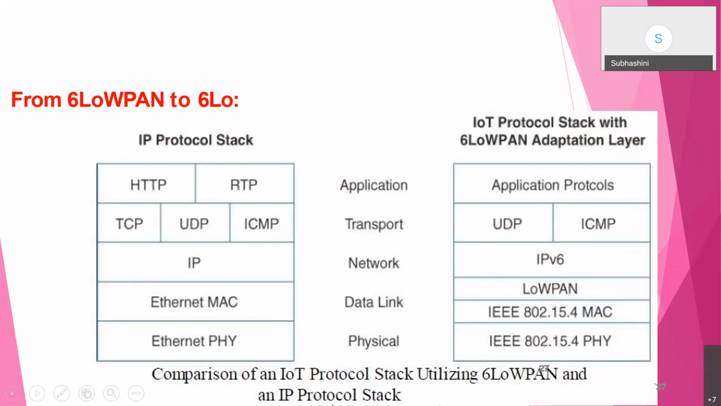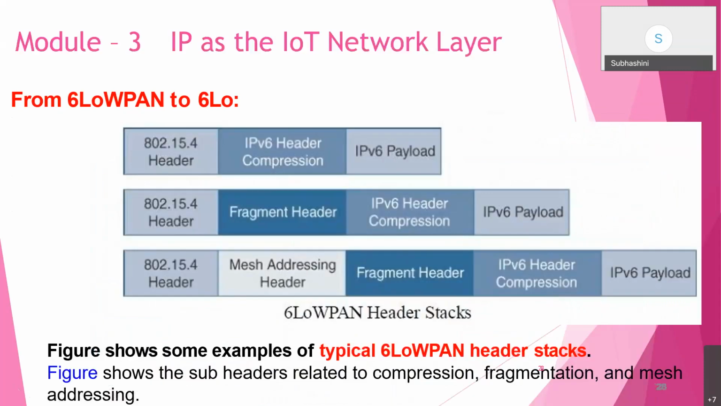Here you can find the changes in the IoT stack for 6LoWPAN. Please observe, this is the normal protocol stack for IP, and this is the varied protocol stack for 6LoWPAN. Between the network layer and the data link layer, I have 6LoWPAN residing, because it acts as my adaptation layer to optimize IPv6 for the bottom two layers. Please observe, these are the three header stacks for 6LoWPAN: one for header compression, one for fragmentation, and one for mesh addressing.